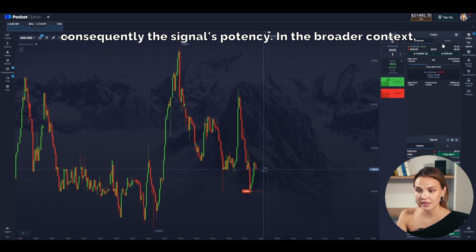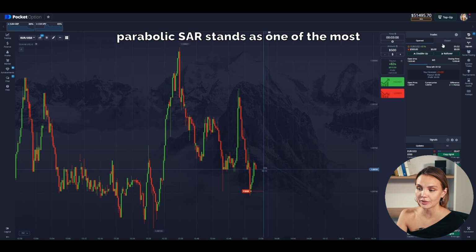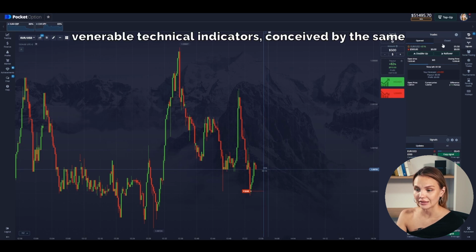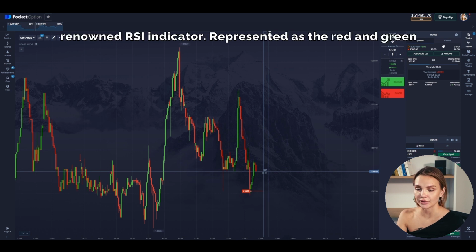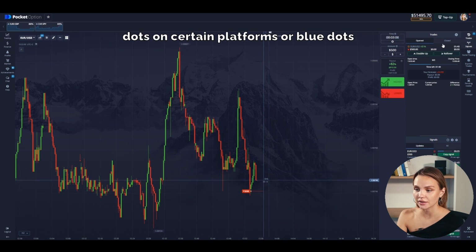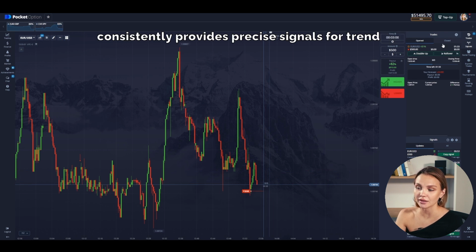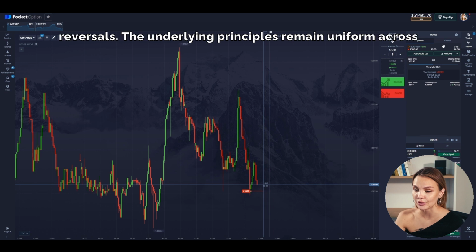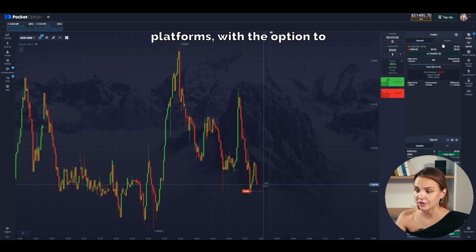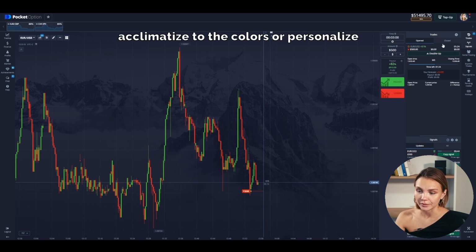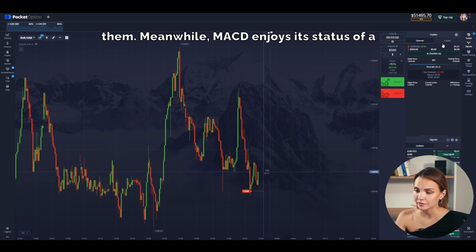In the broader context, Parabolic SAR stands as one of the most venerable technical indicators, conceived by the same developer responsible for the renowned RSI indicator. Represented as the red and green dots on certain platforms or blue dots above and below the candles on others, Parabolic SAR consistently provides precise signals for trend reversals. The underlying principles remain uniform across platforms, with the option to acclimatize to the colors or personalize them.